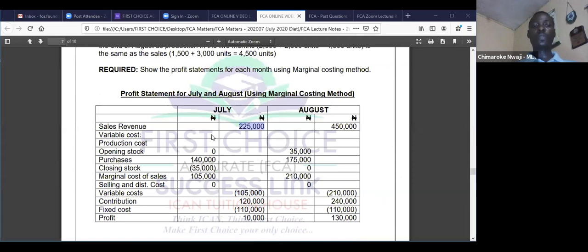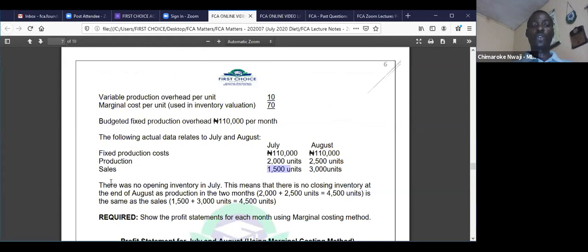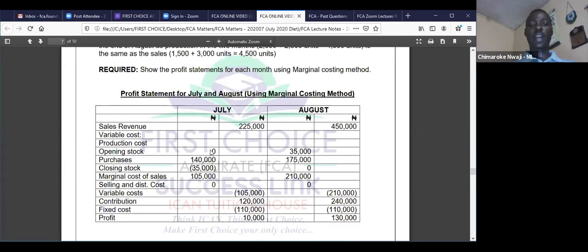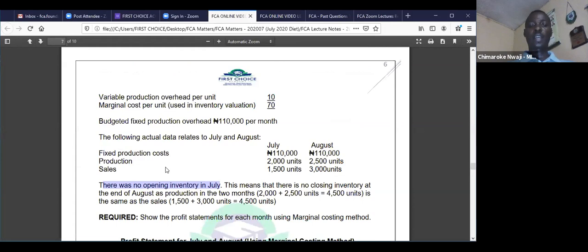So let's go to our variable costs. We are going to divide it into production costs. Let's start with the opening stock. According to the question, there was no opening stock in July. So that's why we are seeing a 0 here. Now, look at the purchases or the production costs.